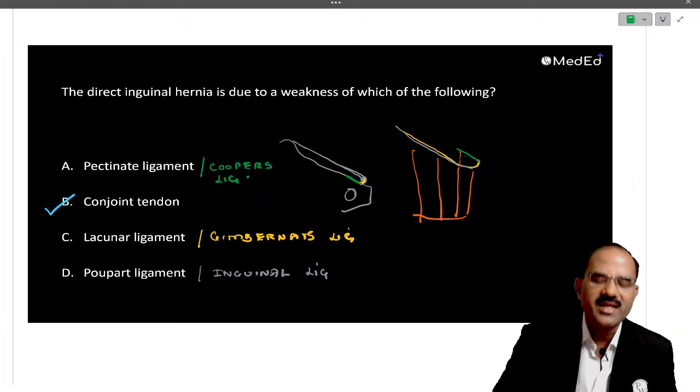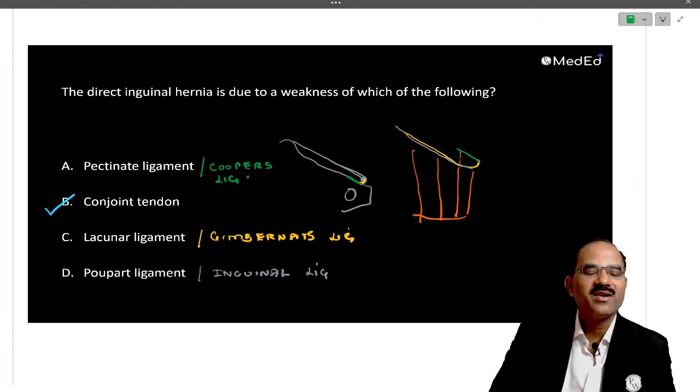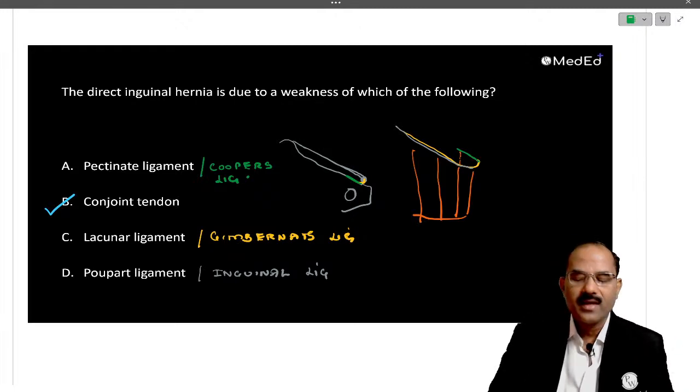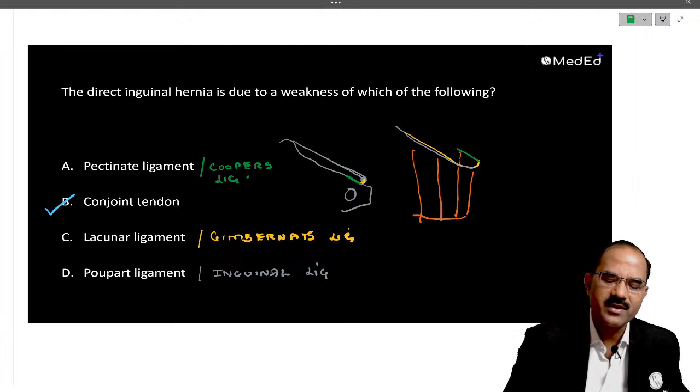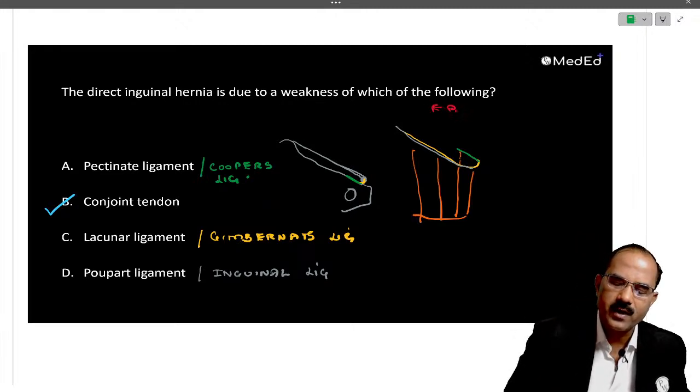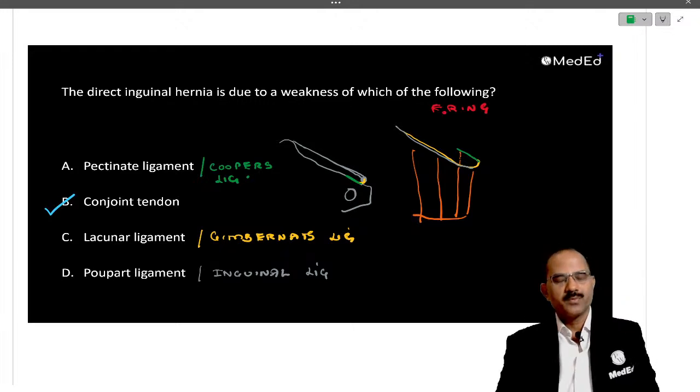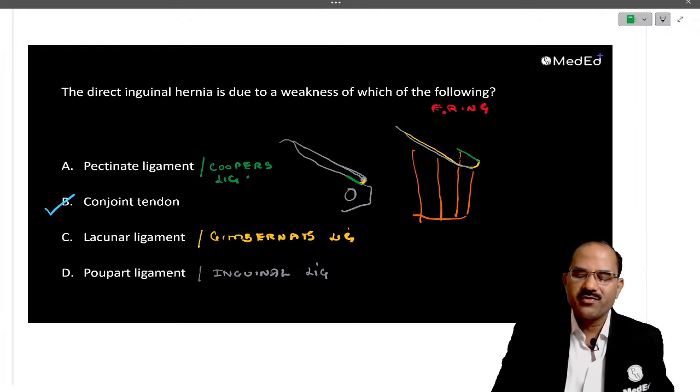What is the structure that we have drawn? That's the femoral ring, my dear children. This is the femoral ring. Just remember the boundaries of the femoral ring. This you should know. So what are the boundaries of the femoral ring?